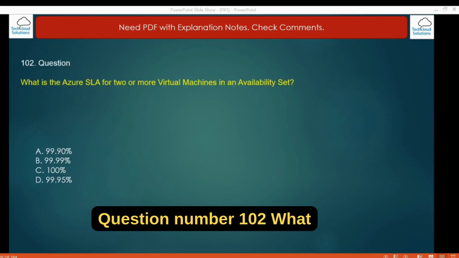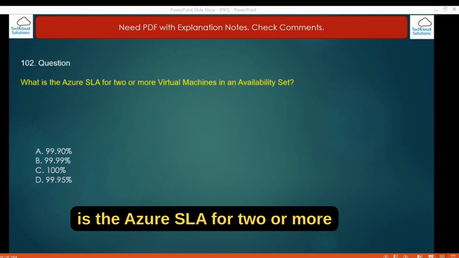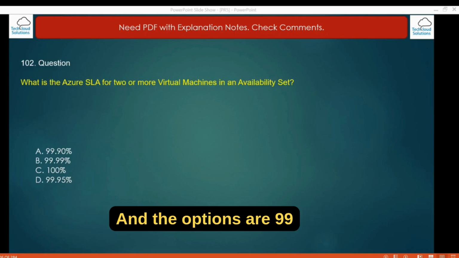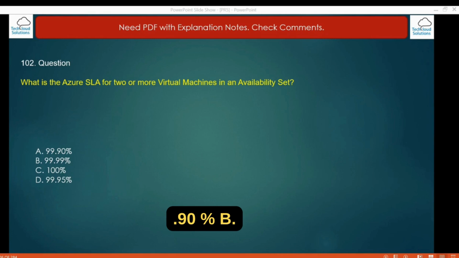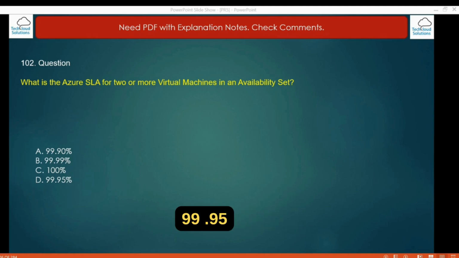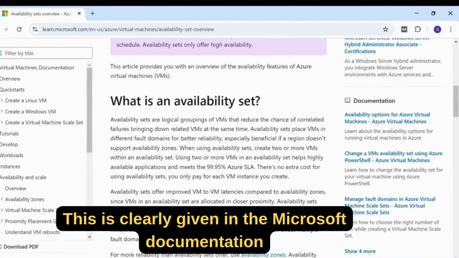Question number 102. What is the Azure SLA for two or more virtual machines in an availability set? And the options are A. 99.90%, B. 99.99%, C. 100%, D. 99.95%. And the correct answer is 99.95%. This is clearly given in the Microsoft documentation.